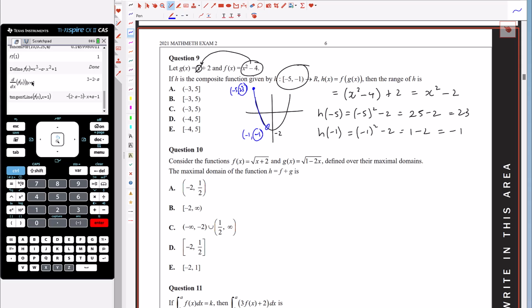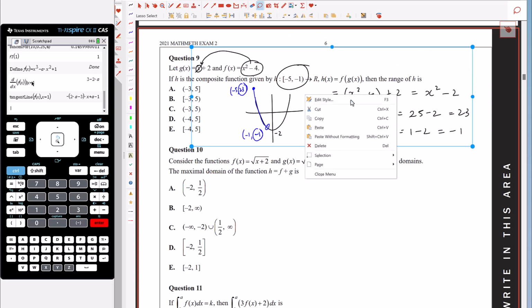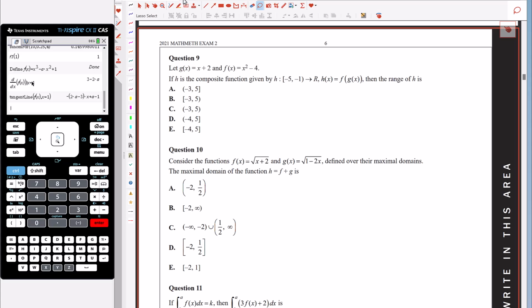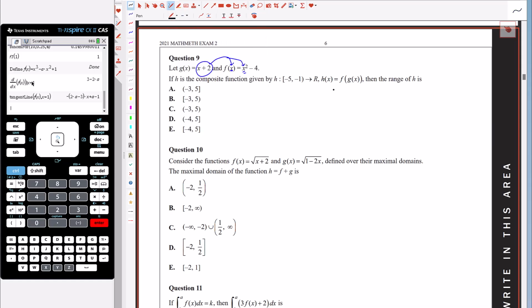Have I done the composition round the wrong way? Yes. Let's try again. Sorry, I did the composition backwards, so I'm dealing with the wrong function. Let's delete all of that, and let's try again. So we're doing f of g of x, which means it is g that we are substituting into f. So wherever there's an x in here, we're going to replace it with g. So my apologies for that.